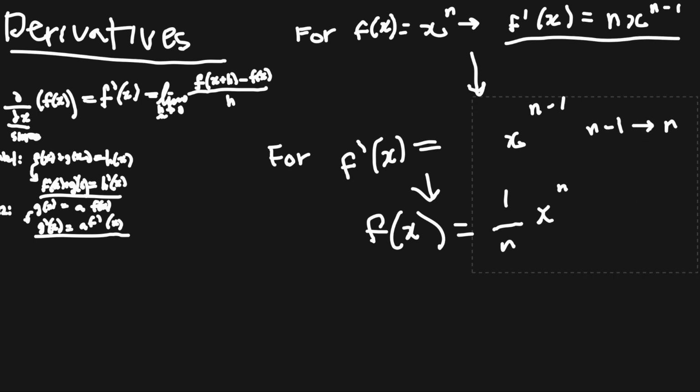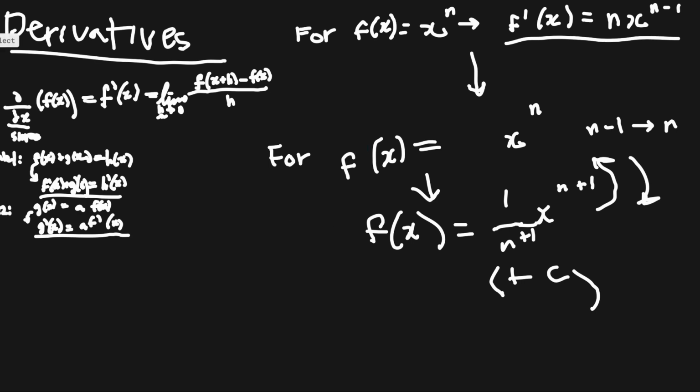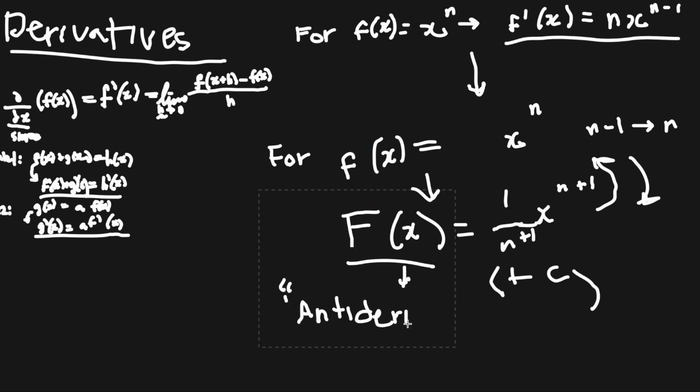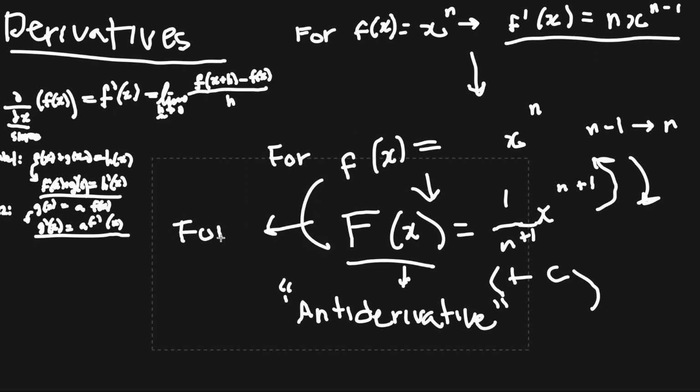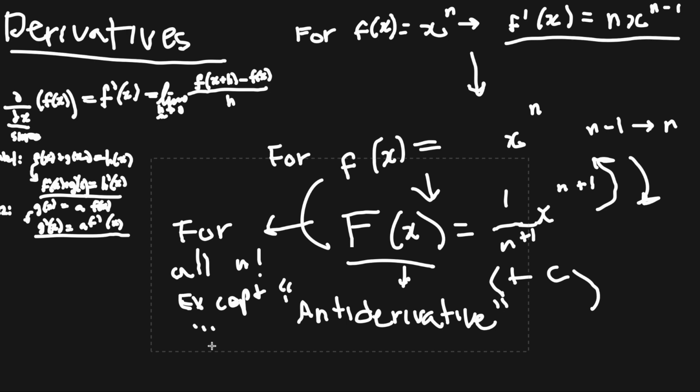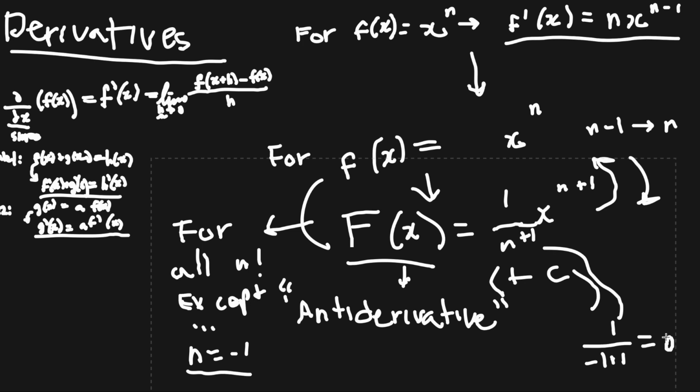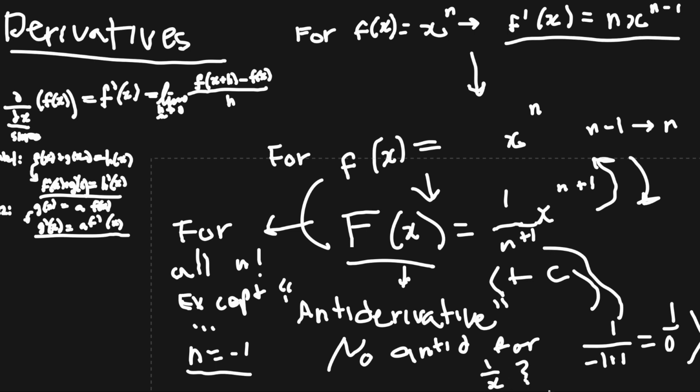Since the antiderivative of n x to the n minus 1 is x to the n, for x to the n, we know that the antiderivative is 1 over n plus 1 times x to the n plus 1. Except this leads to a problem. What's the antiderivative of 1 over x? Or x to the minus 1? If you plug this into our formula, we quickly get x to the 0 over 0, or 1 over 0. That's obviously not allowed.